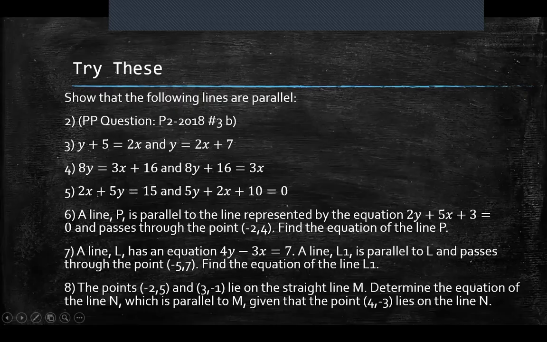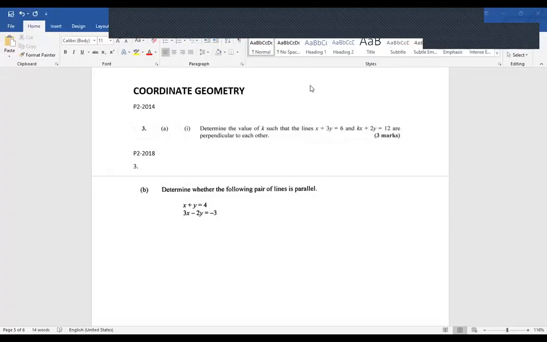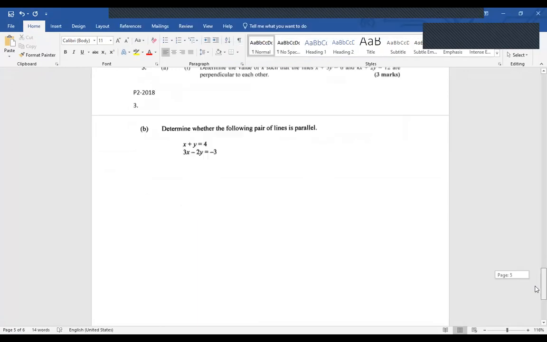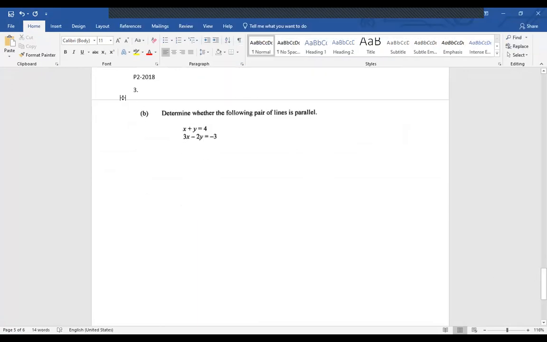All right. Let's do the past paper question now. You can see this, right? Yes, miss. All right. So looking at paper 2, 2018, 3 part B. They want you to determine whether they are parallel lines. Okay, so you could do that and tell me when you finish.